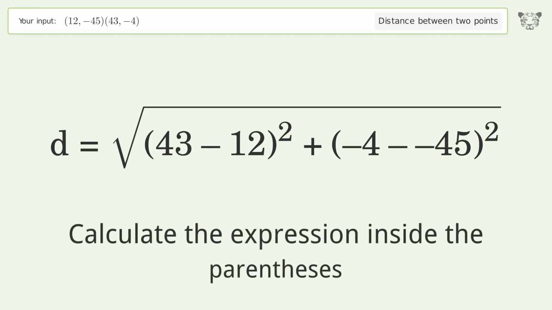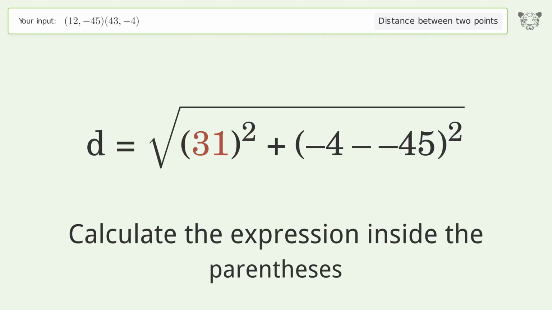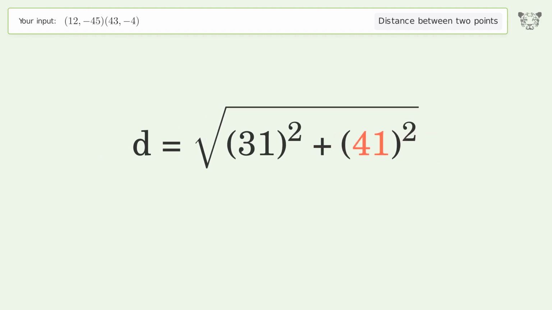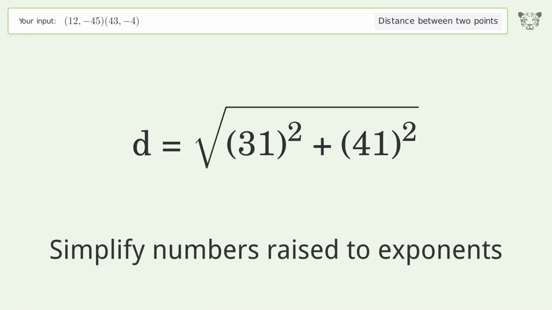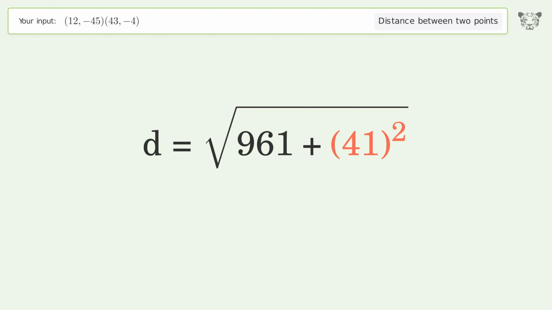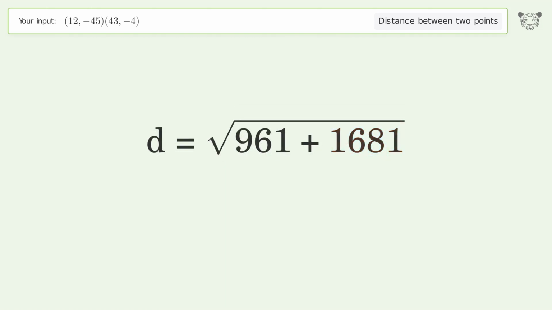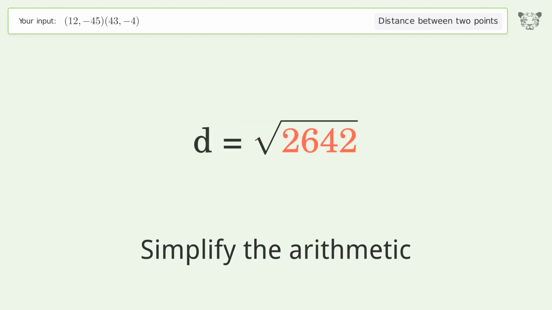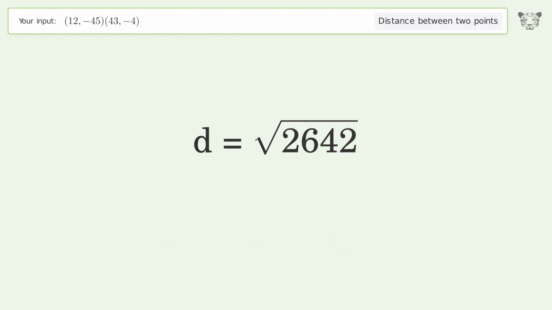Calculate the expression inside the parentheses. Simplify numbers raised to exponents. Simplify the arithmetic. And so the distance between the 2 points is the square root of 2642, or 51.4.